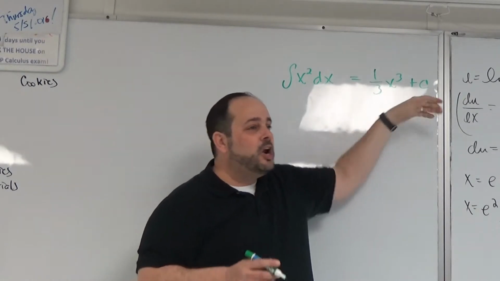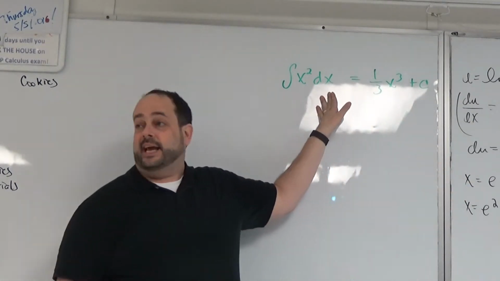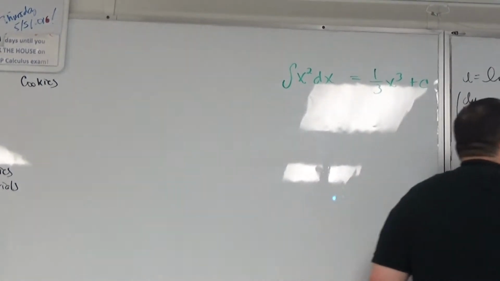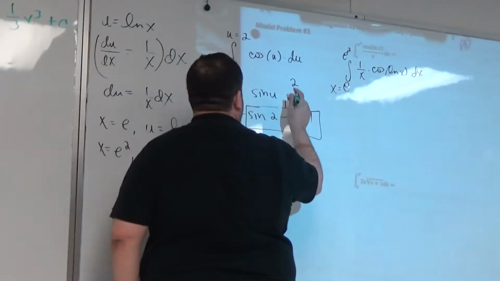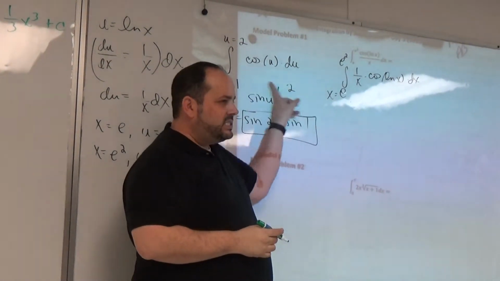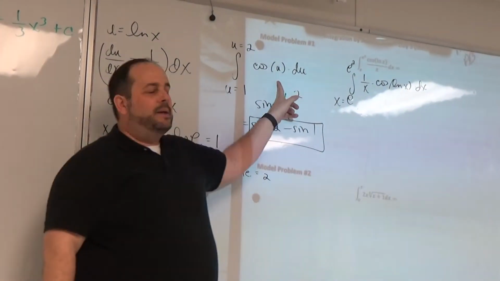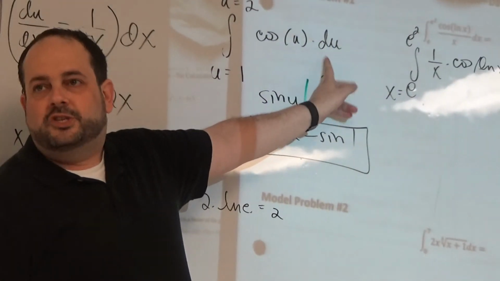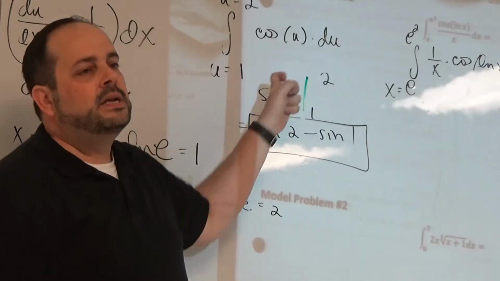And usually here, no one stops to say where'd the dx go. But for some reason in the teenage brain, when we switch over to u, it feels different. But it's not. I'm still saying find the antiderivative of cosine of u with respect to u. And that antiderivative is sine of u.